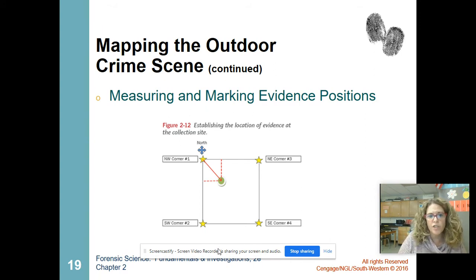So this is what we call the triangulation method. So I'm just going to write that right here. Triangulate, right? We're triangulating, we're making triangles. So if this is where my evidence is here, I want to measure from my piece of evidence to my border, and then from my piece of evidence to my border.